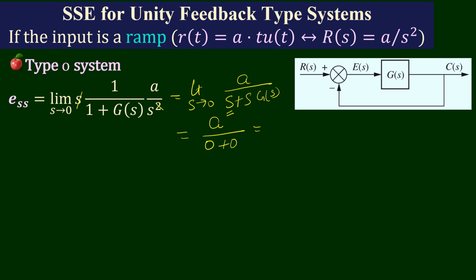This is because s is 0 and G(0), whatever the number is there, but here you will get 0, so it will be A upon 0. So the total thing will become infinity. It means that even if this closed loop is stable, but the input to the system is a ramp input, then the steady state error will diverge even if the closed loop is stable.